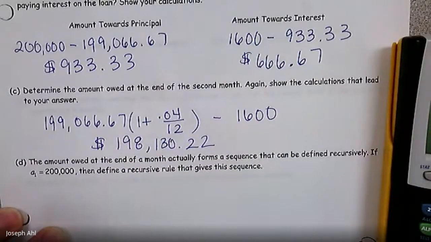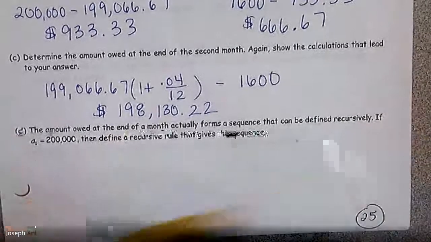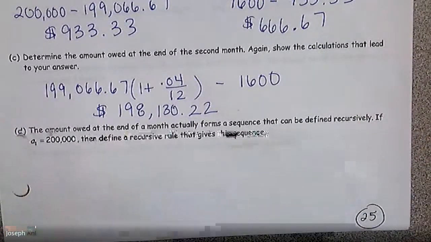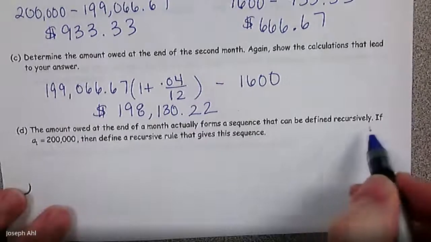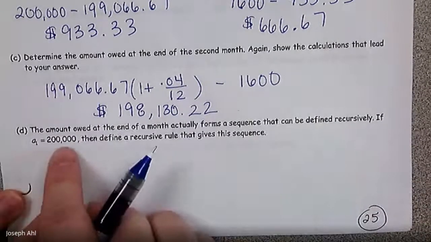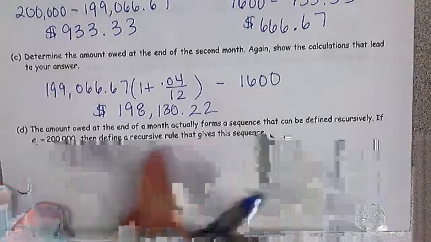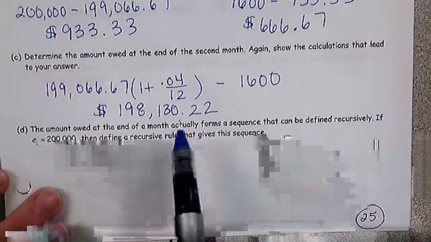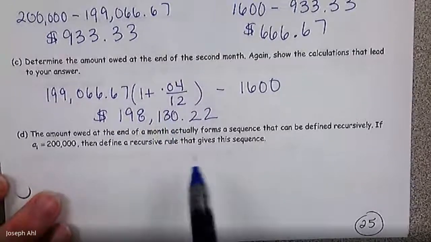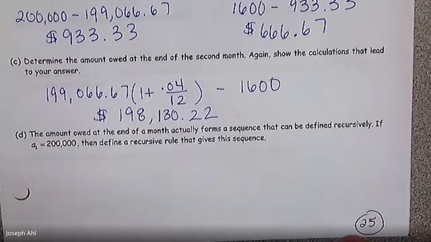All right. So what I want to finally do here in Part D, it says the amount owed at the end of a month actually forms a sequence that can be defined recursively. If the first term is 200,000, then define a recursive rule that defines the sequence. Think about this for a second. Look at the last calculations we've done. See if you can get a good recursive definition here. If you want to hit pause and give it a try, go for it. But I'm going to jump right into it.